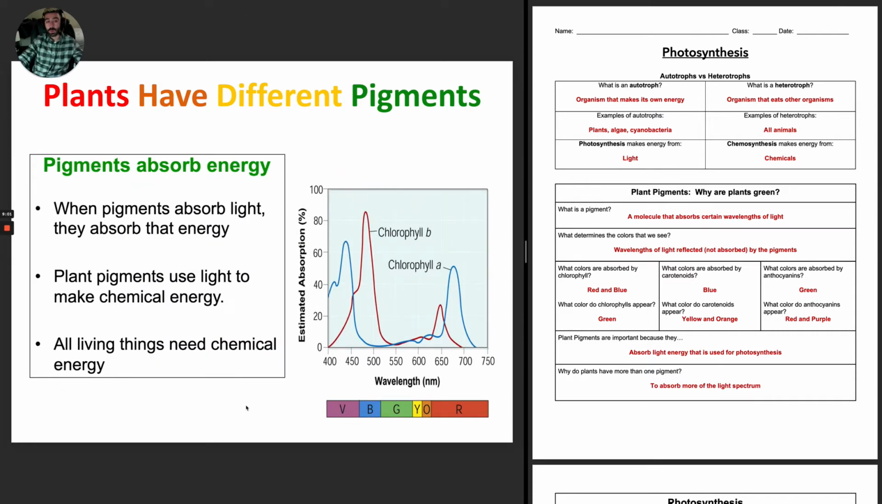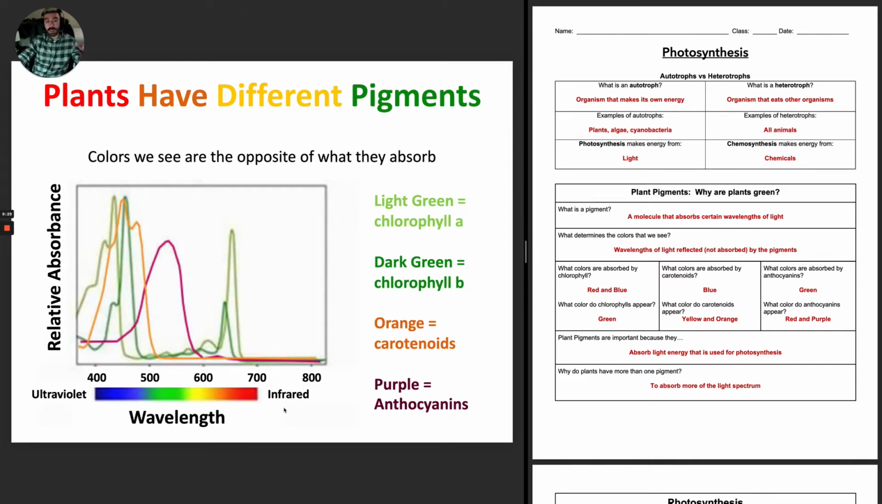And so, when a pigment absorbs light, it absorbs the energy that the light carries with it. That light is then used to make chemical energy in the process that we call photosynthesis. And we know that all living things need chemical energy to survive. So the way they get that energy to make these processes happen is by absorbing sunlight, because that carries energy with it. And so again, the colors that we see are the opposite of what they absorb.